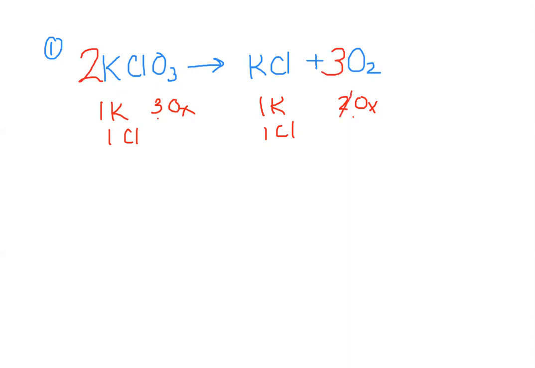That gave us 3 times 2, 6 oxygen. It gave us 2 times 3, 6 oxygen. So now our oxygens are good, but this changed it to 2 potassium and 2 chlorine. Over here on this side, we need to change these to 2, so we'll put a 2 in front of that. And everything is balanced, and our coefficients are 2, 2, 3. Okay? So good. Number 2.